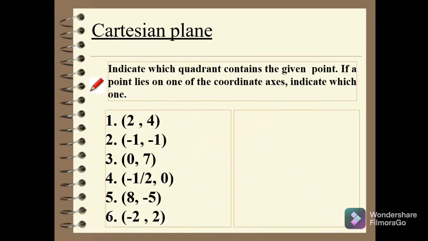Okay, let us check your answers. Number 1 is quadrant 1 because positive x and positive y. So, pataas, upward, and then pa-right side. Number 2 belongs to quadrant 3 because negative x and negative y. So, pa-left side, negative, pababa, negative pa rin. Number 3 is on the y-axis because yung x niya is 0 and then 7 yung kanyang y. So, pataas siya. Nakabilong siya sa y-axis natin.